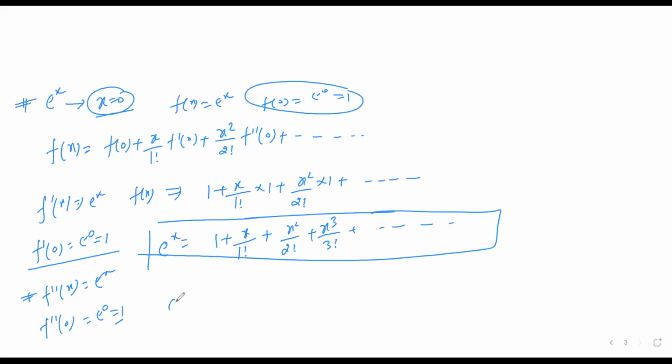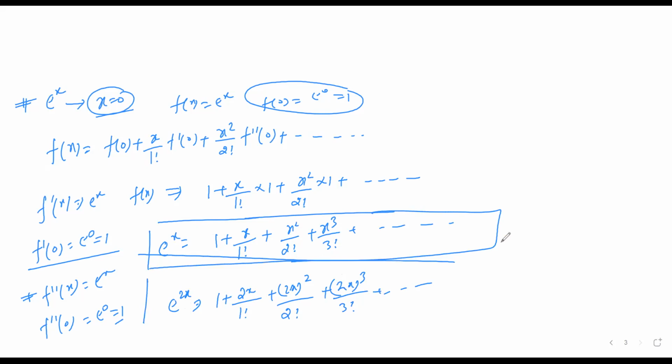Same if I try to find out what could be the series of e raised to 2x. So wherever x is there, replace it by 2x. So it will be 2x by 1 factorial, (2x) whole square divided by 2 factorial, (2x) whole cube divided by 3 factorial, and so on. So this is the series for e raised to 2x.